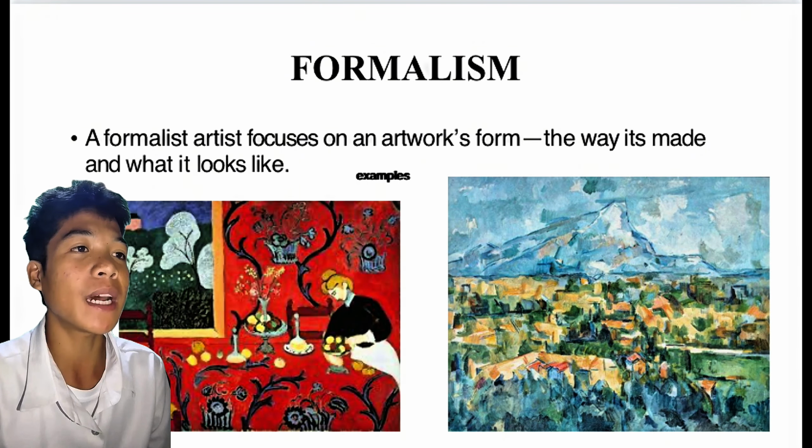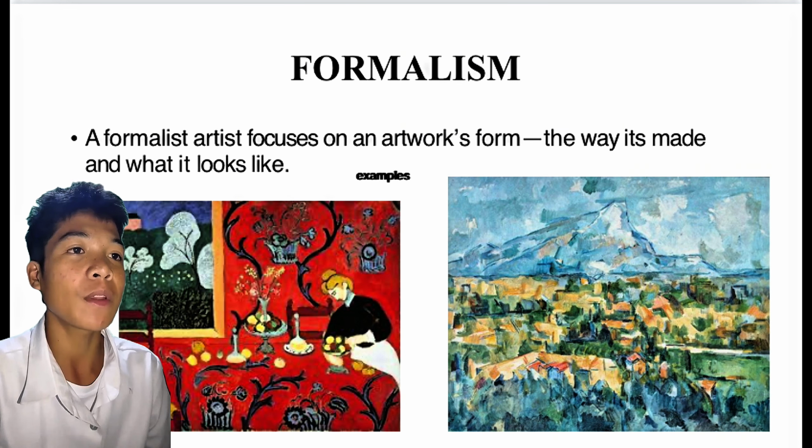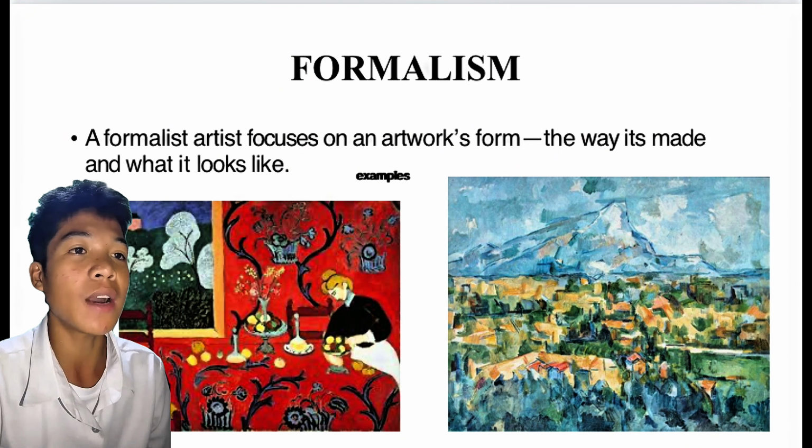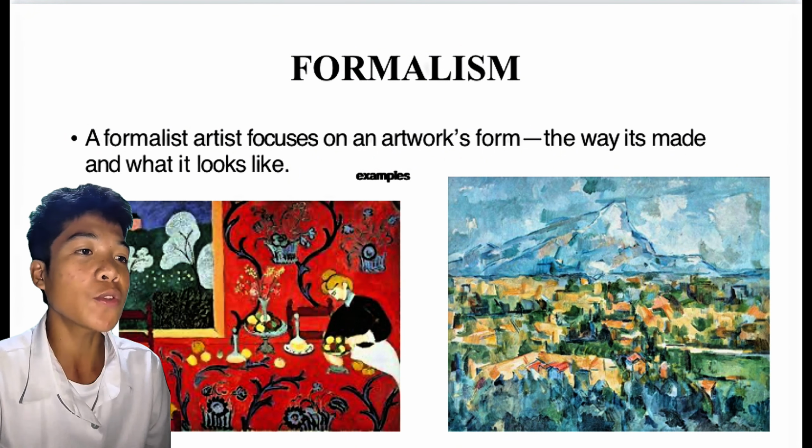Formalism in art values the visual elements of an artwork such as line, shape, color, texture, and composition rather than the subject or meaning. A formalist artist focuses on how the artwork is made and how it looks, not necessarily what it represents. For example, these two pictures depict Mondrian's compositions with red, blue, and yellow, an example of formalism because it emphasizes geometric shapes, balance, and color arrangement rather than trying to depict real-life objects.